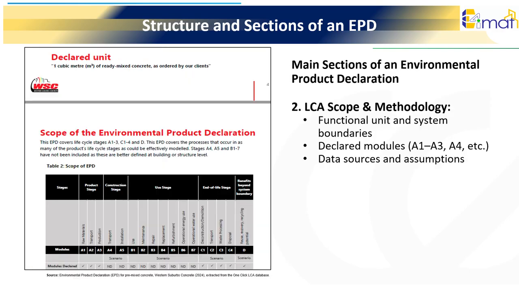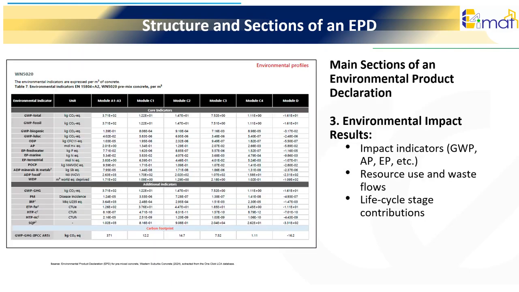The second section is LCA scope and methodology. Here, the EPD outlines the functional unit, system boundaries, and the lifecycle modules included in the study. It also describes the data sources and assumptions used to carry out the assessment. The third section presents the environmental impact results. This is where we find indicators such as global warming potential, acidification, eutrophication, and others, along with resource use, energy demand, and the contribution of each lifecycle stage. These results are the technical core of the EPD and help us understand where the main environmental impacts occur.